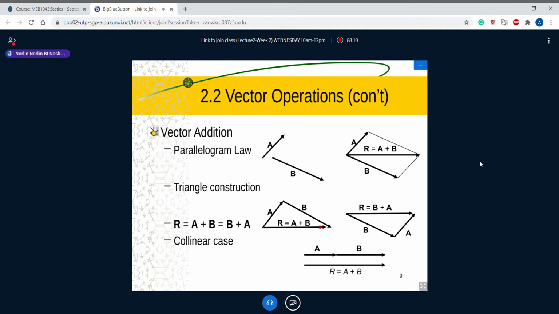So for the collinear case, which is in a straight line or side by side, the vector A and B, if you want to find the summation, vector A plus vector B, it would be a straight line. This one is for the collinear case, or the vectors side by side. Okay, is it clear until now? Make sure you know the basics first.